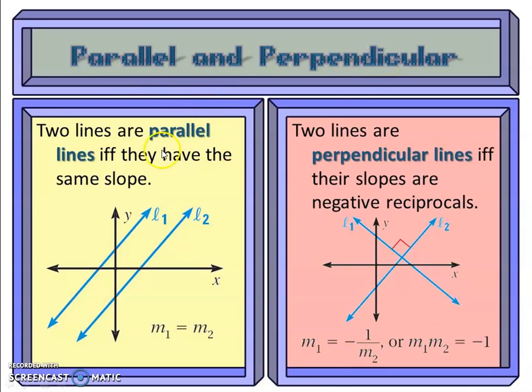What happens with parallel and perpendicular lines? Two lines are parallel if and only if they have the same slope, that is m1 = m2. Two lines are perpendicular if and only if their slopes are negative reciprocals. That means m1 = -1/m2, or m1 × m2 = -1.